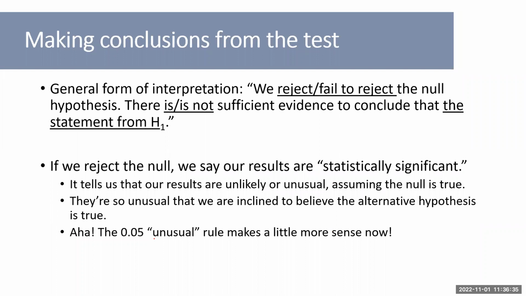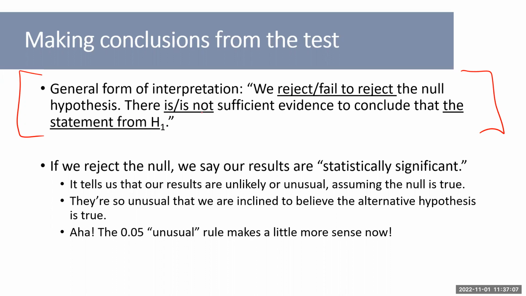Now, just like we had a cookie cutter interpretation for our confidence intervals, we can do the same thing for conclusions for hypothesis testing. This is the statement that you want to remember. We either reject or fail to reject the null hypothesis. If we reject, there is sufficient evidence to conclude that the alternative is true, or we fail to reject, and there is not sufficient evidence to conclude the statement from our alternative, okay?